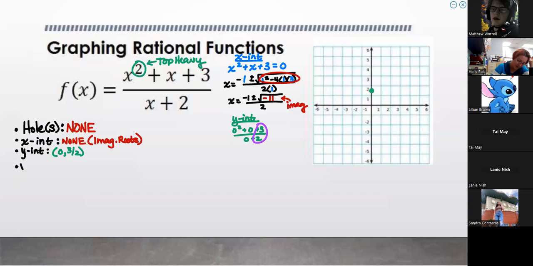I need my vertical asymptote. I know I'm only going to have one because all I have down in that denominator is a single linear factor. Where is my vertical asymptote going to be? X equals -2. Yes. So looking right here, x plus 2 equals 0. X equals -2. There's my vertical asymptote. So I'm going to go ahead and put that on my graph also over here at -2.